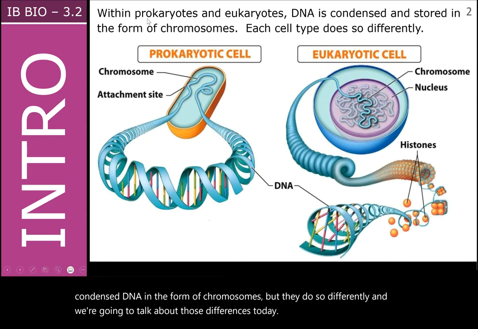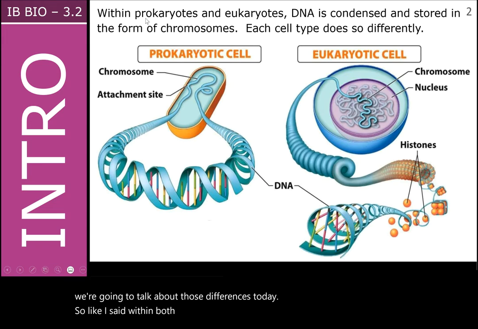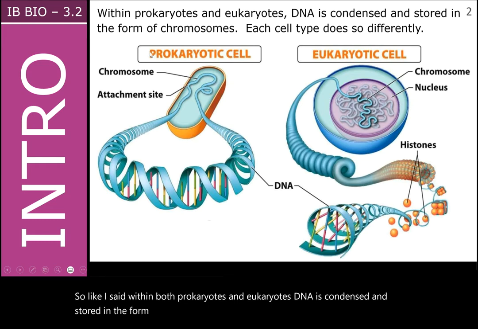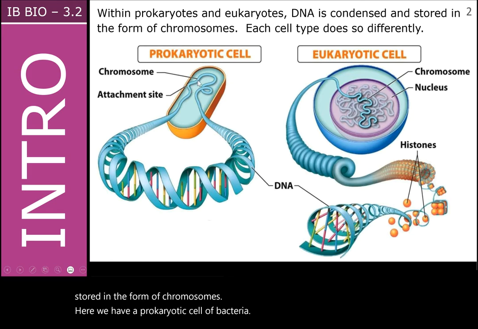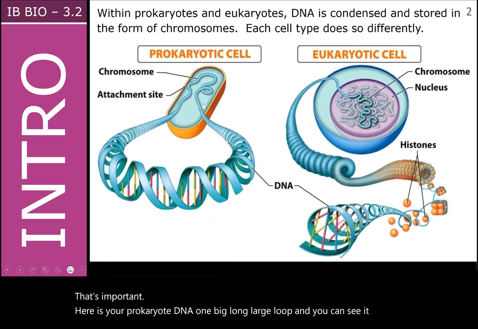So, like I said, within both prokaryotes and eukaryotes, DNA is condensed and stored in the form of chromosomes. Here we have a prokaryotic cell, a bacteria, and we have a big long loop of DNA. Now you can tell it's DNA because it's double-stranded, and here you have your complementary base pairs. That's important. So, here is your prokaryotic DNA, one big, long, large loop, and you can see it just kind of hangs out inside the bacteria.